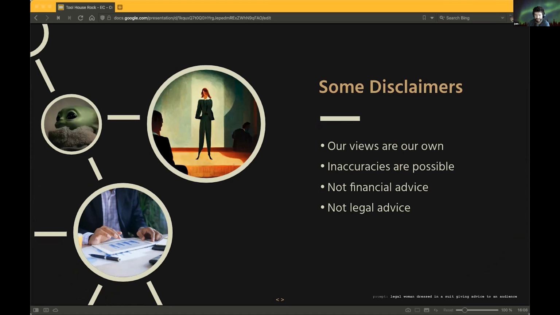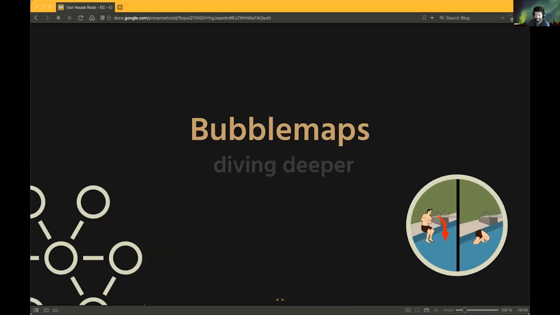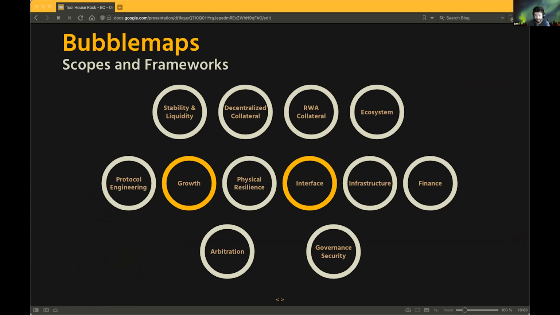With that in mind, let's dive deeper into Bubblemaps. I'm going to let Nikki speak more about Bubblemaps. We've been checking out a couple of his demos, and it looks actually quite nice. Just to give you a bit of context where we think it might help more: these are the scopes and its frameworks, and we believe they might help the most with the growth part and potentially the interface part. And I guess we could include the voting part or anything that has to do with the analysis.